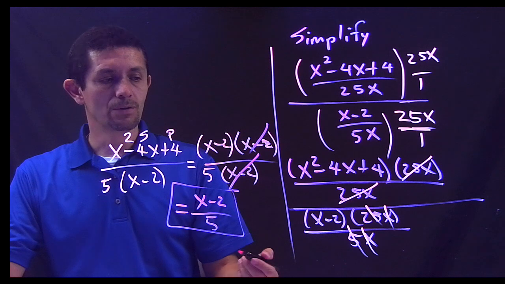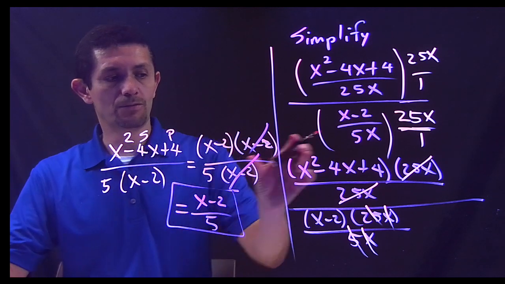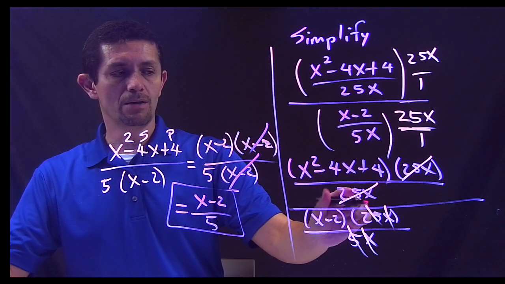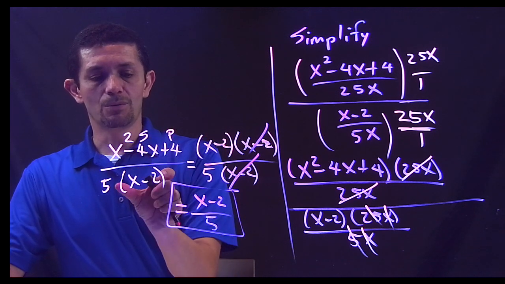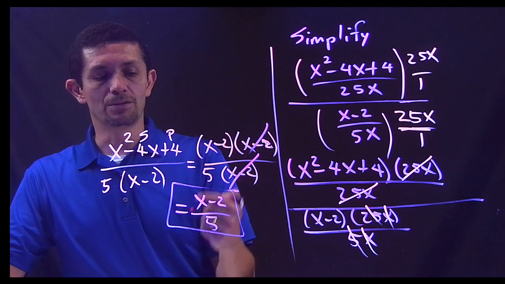Alright? So always check if you're able to factor at the end. I didn't have to factor in the beginning because that wasn't my denominator. Alright? I want to cancel my denominators. But then I factor at the end because I want to see if I can reduce anything with my denominator. And I did, x minus 2.